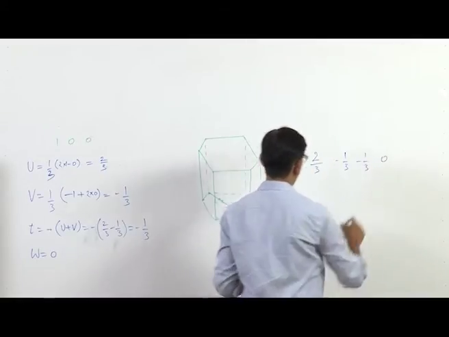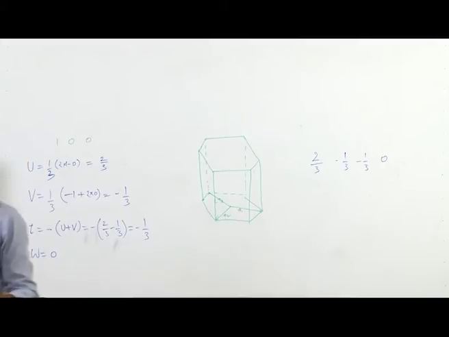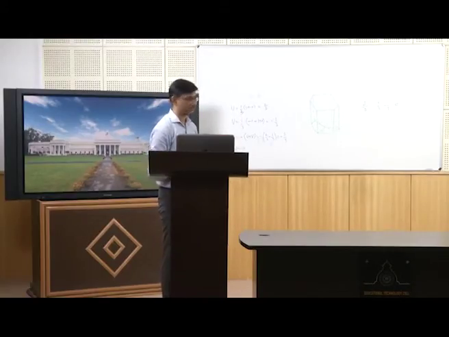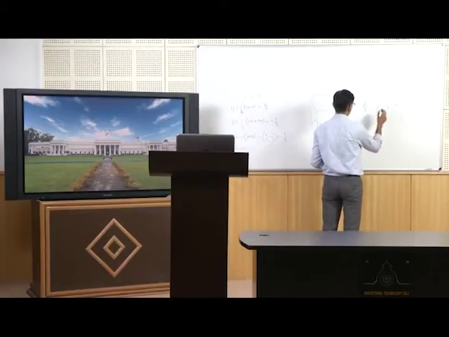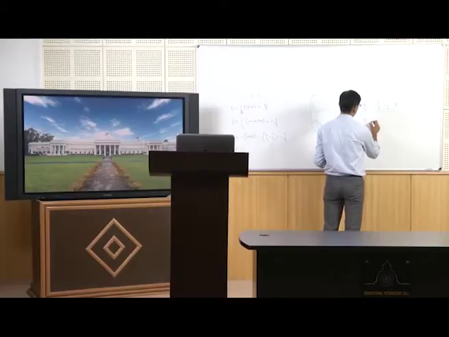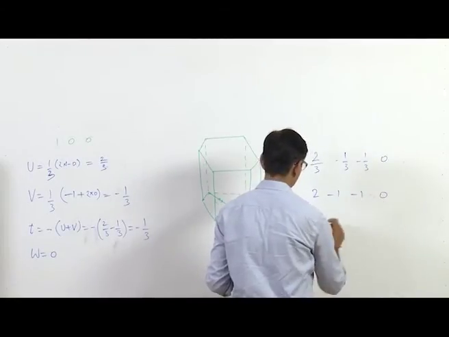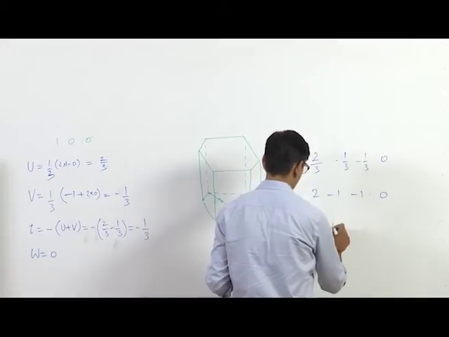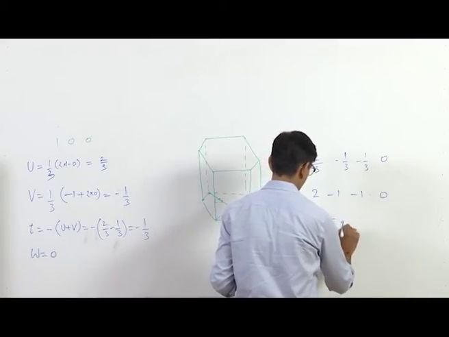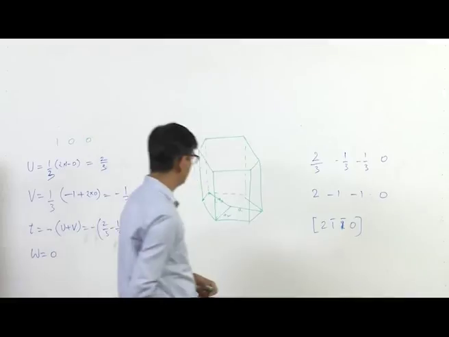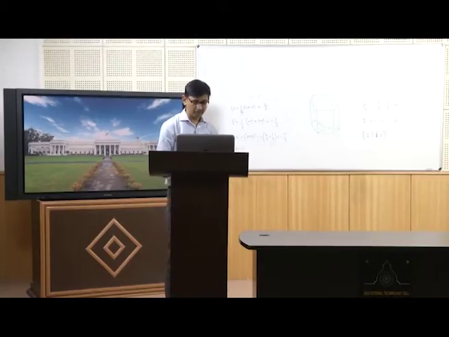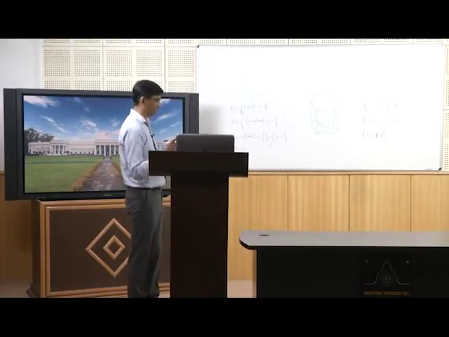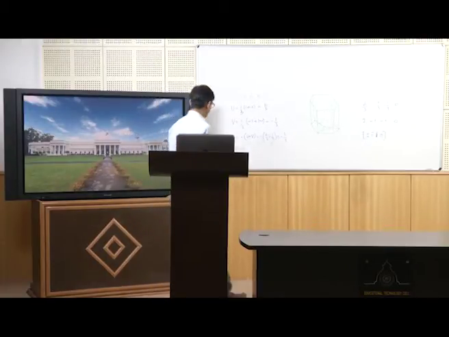Okay. So, this is coming as 2 by 3, minus 1 by 3, minus 1 by 3 and 0. And now, I have to take the integer of this because it is in fractions. So, I will just take the integer values of this. So, it will come as 2, minus 1, minus 1 and 0, which I can write as 2 bar 1 bar 1 0. Okay. So, I think it is the same as what we said, that the 1 0 0, the A1 axis, should be 2 bar 1 bar 1 0. And this you can do for any direction.